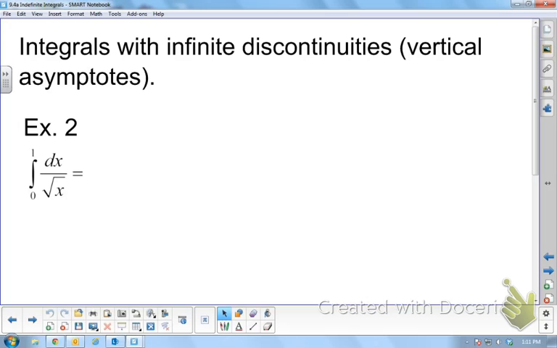So it's vertical asymptotes that give us trouble, not horizontal. Is that right? Correct. Because if I have a horizontal asymptote, I still have area under the curve. If I have a vertical asymptote, I have that infinite amount. And you'll see when I draw the picture. So 1 over square root of x looks like this, right?